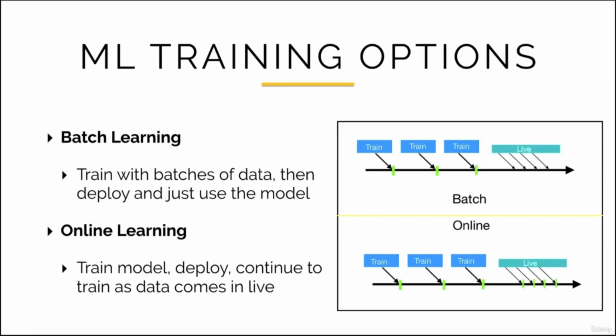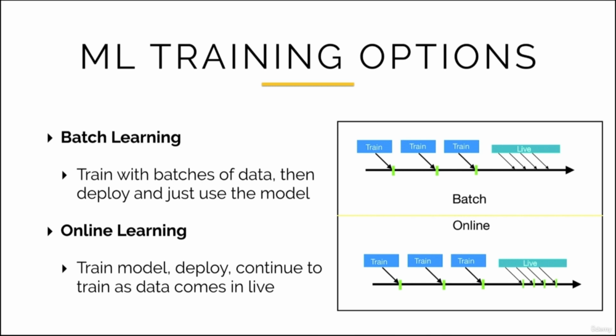Now, you may be wondering, what are the different approaches that I can take to creating an algorithm, or how do I make sure that my model stays up to date? Generally, when you train, there are two different approaches that you can take. The first one is called batch learning, and the second one is called online learning.